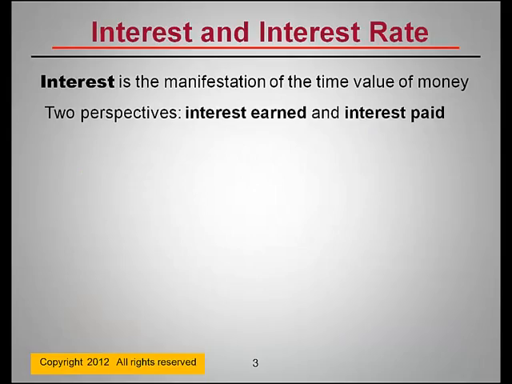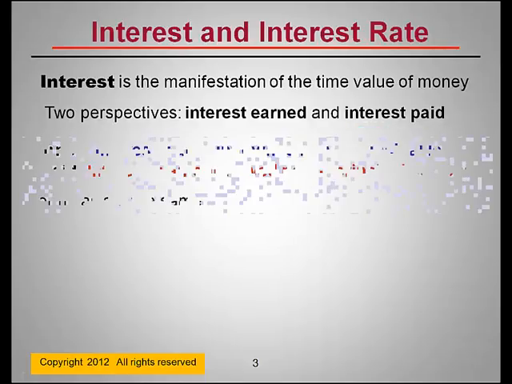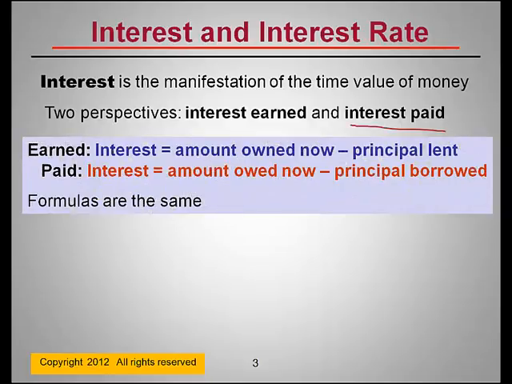How about interest and interest rate? Well, interest is the manifestation of the time value of money. It is the difference in money between the beginning and the end amount. There are two perspectives of interest. First of all, there is interest earned when lending a specific amount that is called the principal. Then there is the interest paid when a specific amount is borrowed, which is also called the principal. Both perspectives use the same formula, but only one of these two perspectives is present in any particular situation.